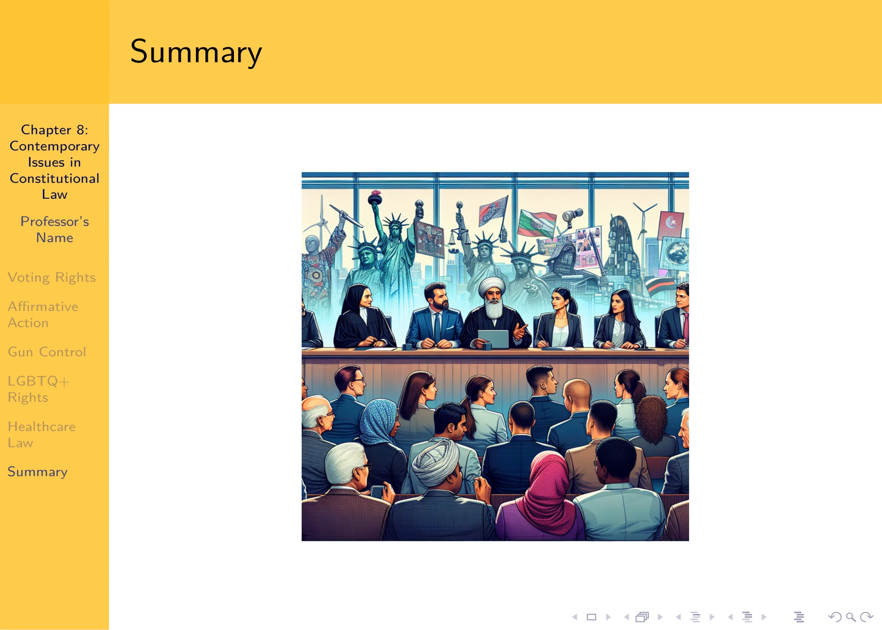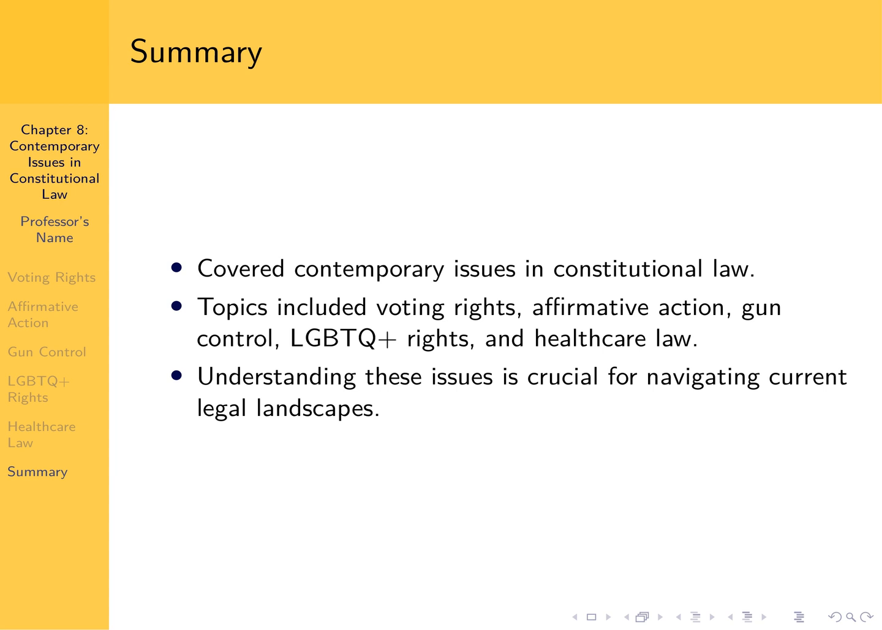In this summary, we have covered the key contemporary issues in constitutional law that are essential for understanding the current legal environment. From voting rights to healthcare law, these topics are crucial for anyone navigating the complexities of our legal system today. In this chapter, we delved into contemporary issues in constitutional law, covering voting rights, affirmative action, gun control, LGBTQ rights, and healthcare law. Understanding these topics is essential for navigating today's legal landscapes.